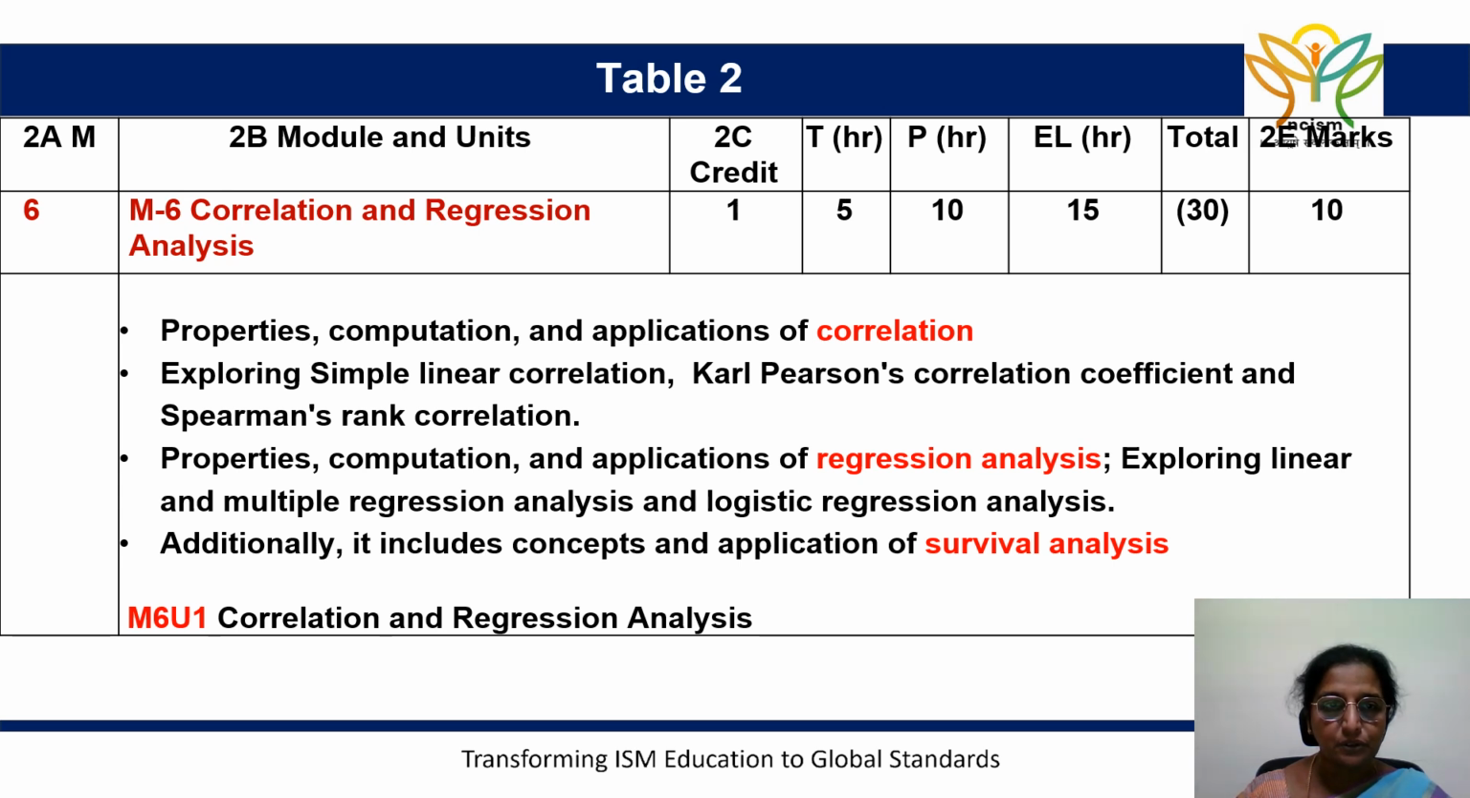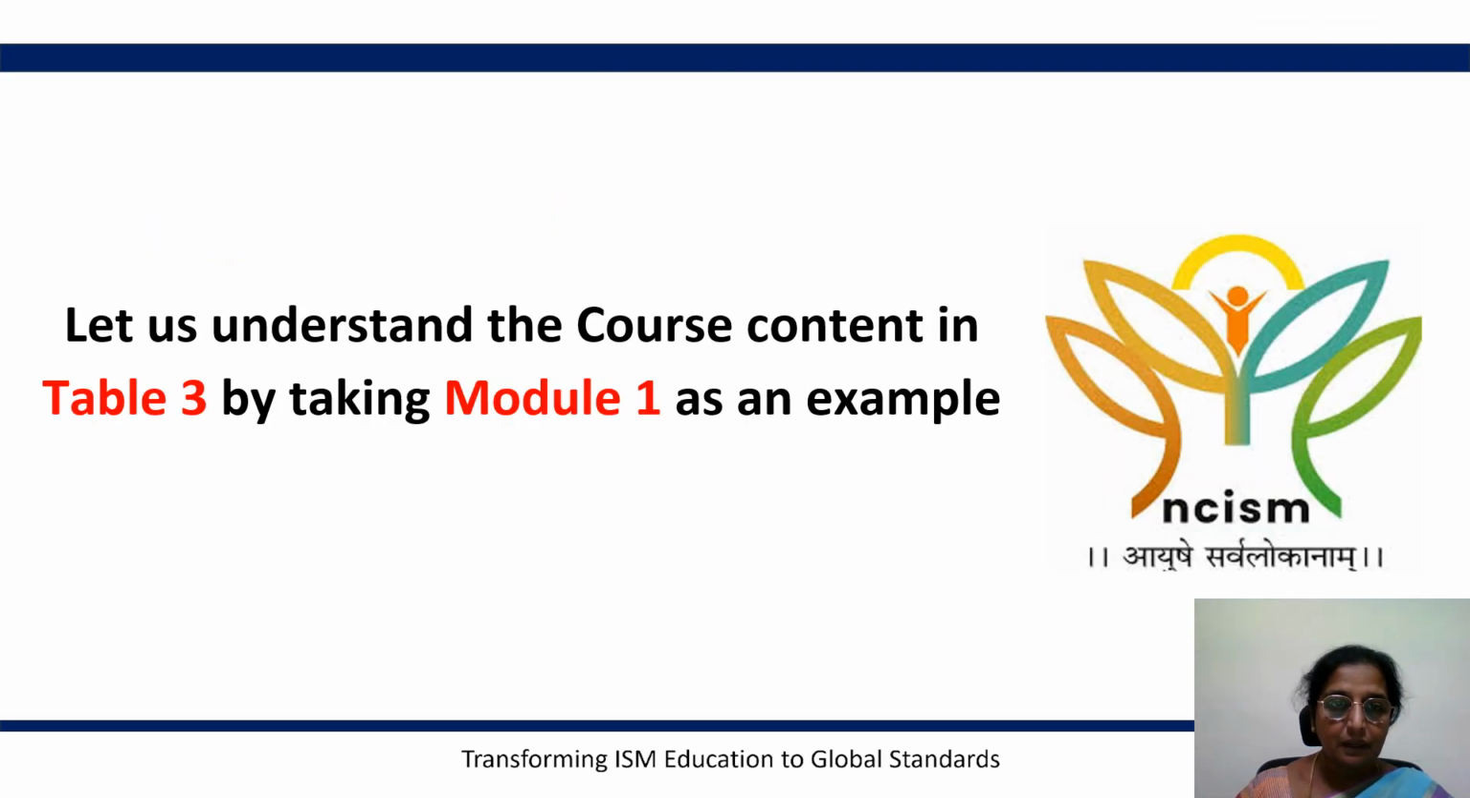At the end of this module, the students must be able to understand properties, must be able to compute and apply correlation coefficients, simple linear correlation, Karl Pearson's correlation coefficient, and Spearman's rank correlation. Must be able to understand the properties, computation and application of regression analysis, multiple regression analysis, and logistic regression analysis. Additionally, must be able to understand the concepts and application of survival analysis. Let us understand the course content in Table 3 by taking Module 1 as an example.